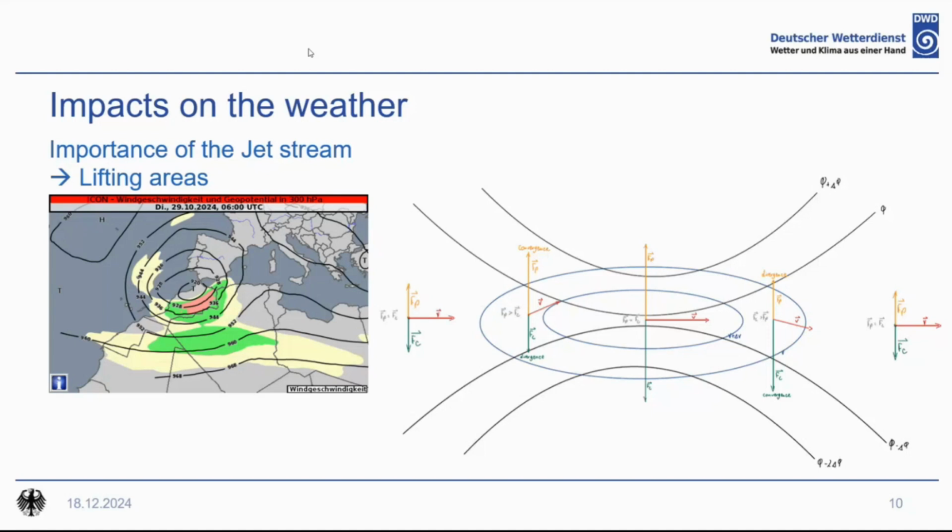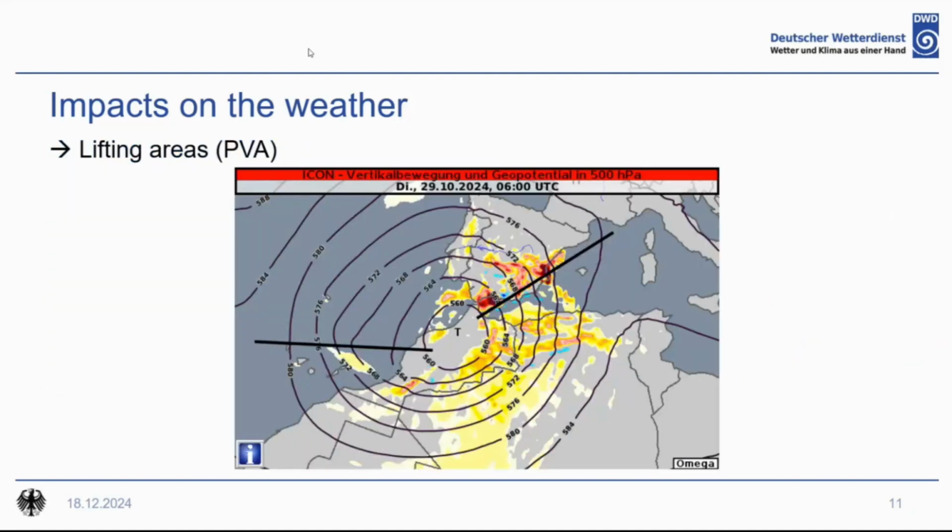so to descending areas. On the left chart, you can see the position of the jet stream on the 29th of October 2024 at 6 UTC. As you can see, the right entrance is above Africa and the left exit above the east coast of Spain with the lifting parts, whereas the left entrance region with the descending air is above the coast of Morocco. This is important to remember because now I would like to show you the lifting areas because of the PVA.